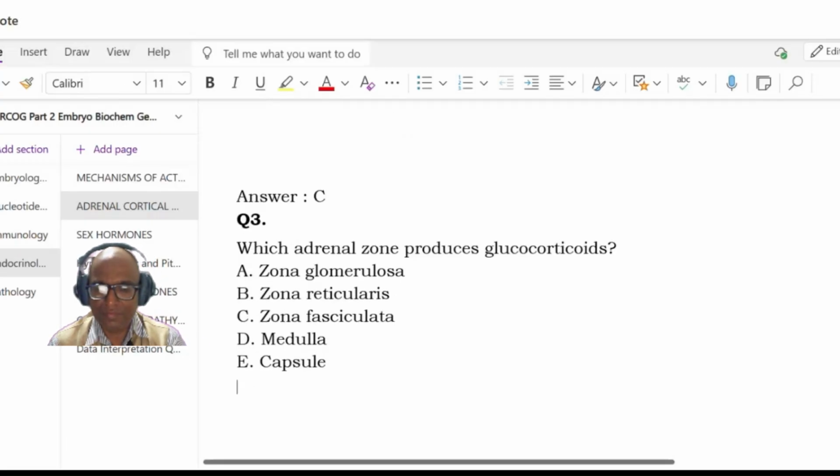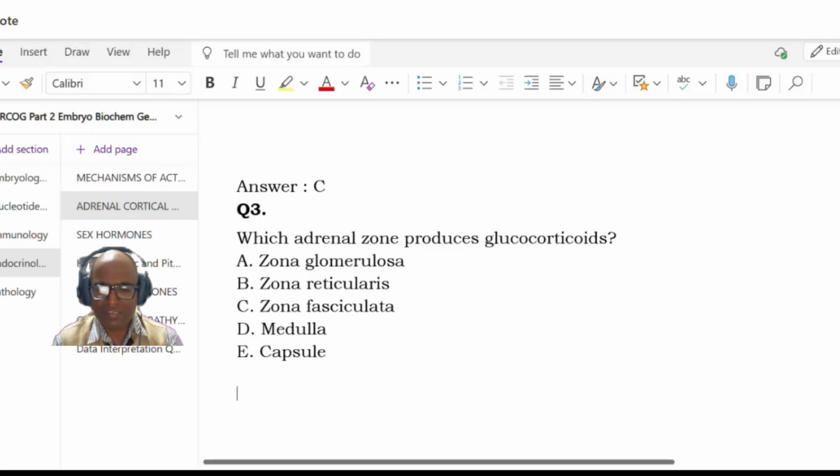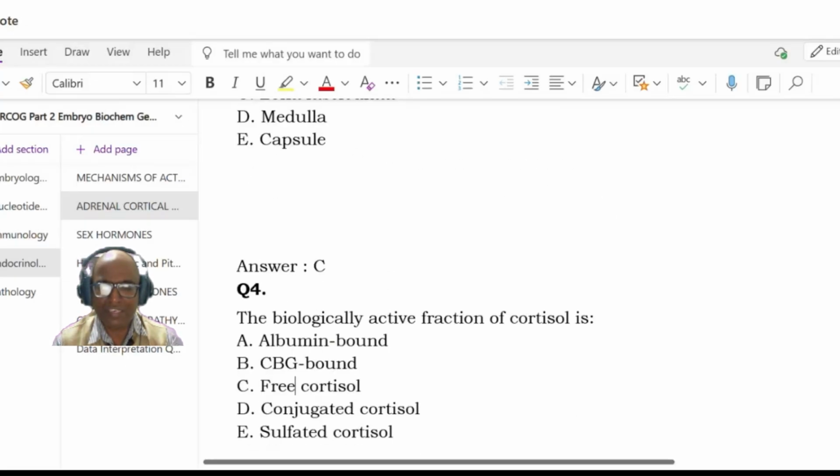Question three, which adrenal zone produces glucocorticoid? A. Zona glomerulosa, B. Zona reticularis, C. Zona fasciculata, D. Medulla, E. Capsule. Sir, the answer is zona fasciculata, C. Correct. This is a very frequently asked question. Next.